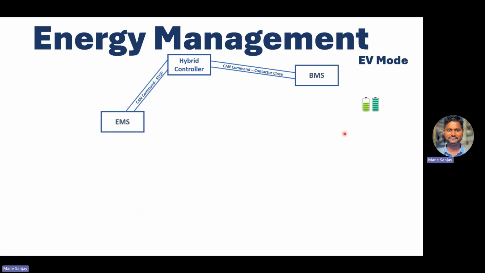So in the EV mode, we understood that our BMS has sent the information from the battery pack that a good amount of voltage or state of charge is available. What happens in that case is the hybrid controller sends a command to the EMS over CAN to stop the engine. Once the EMS receives the CAN command, it turns off the engine. It does not provide any fueling to the engine, so the engine gets shut down, because we have a good amount of electrical energy to propel the vehicle.